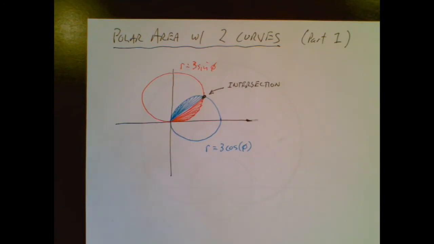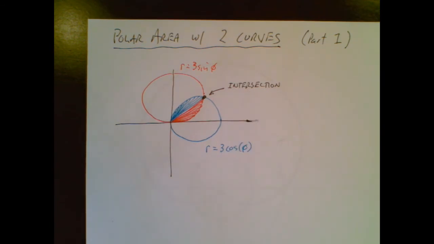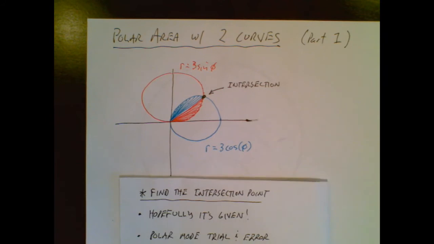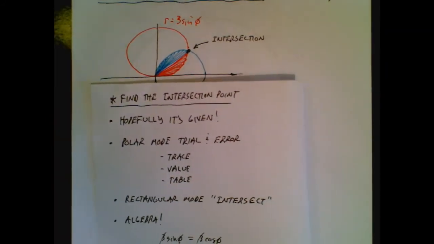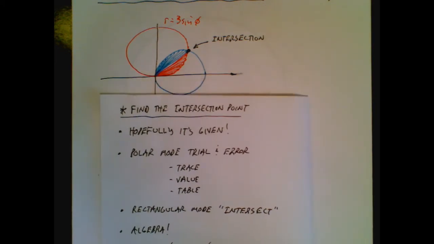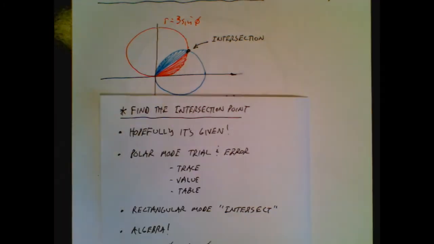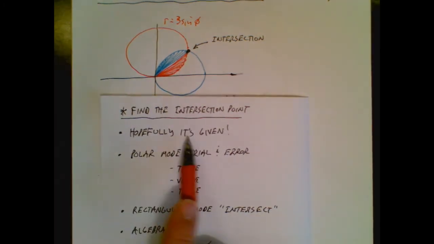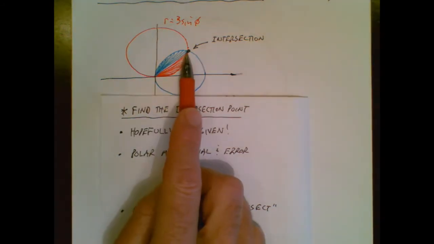So I'm going to get to the actual integral here in a moment, but I want to take a second to talk about this intersection point, because you may have some grief finding that intersection point, maybe, maybe not. So I have a little bit of advice. First of all, your main strategy is hope that they give you that intersection point, and very frequently on the AP test they do. But let's say they don't give you that intersection point.